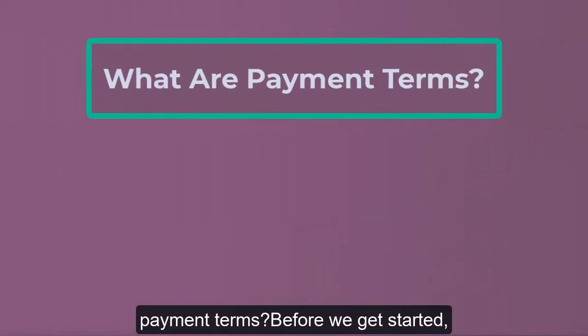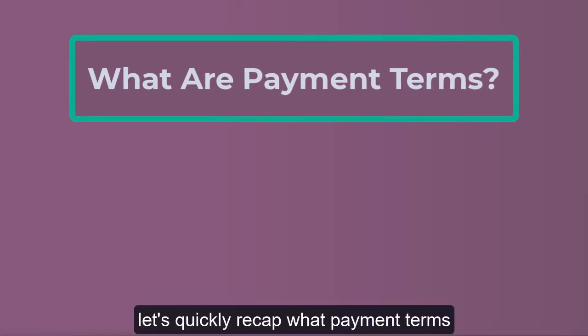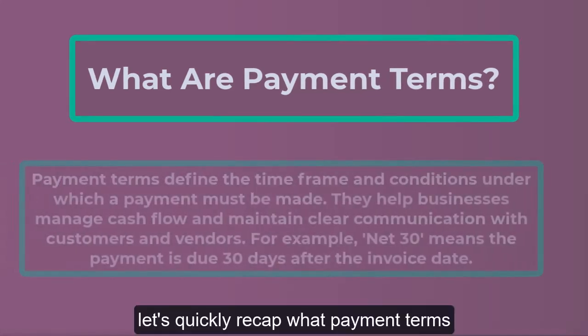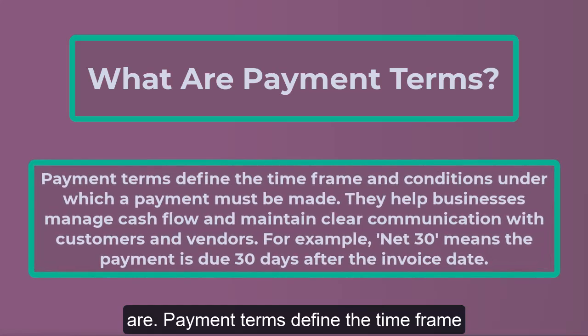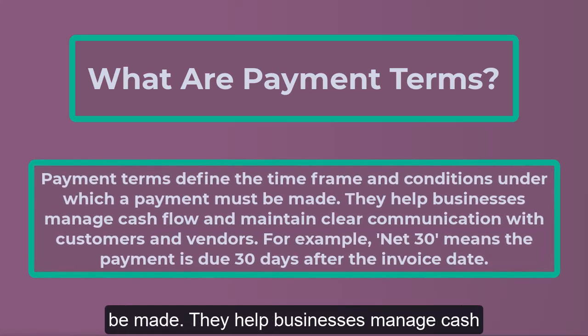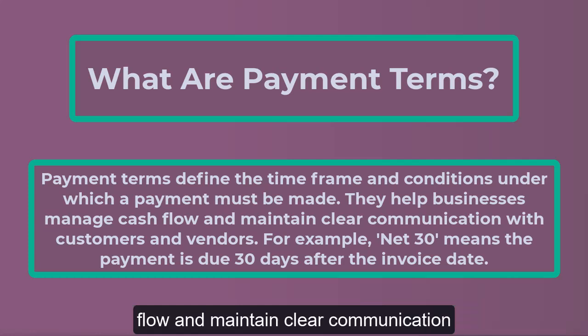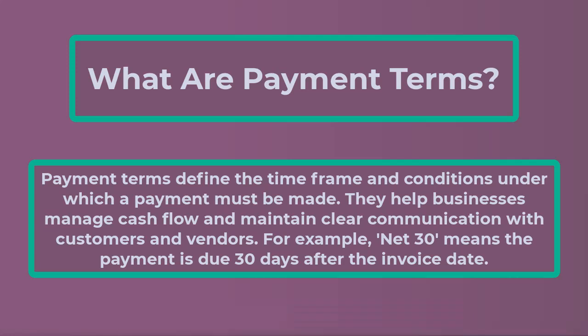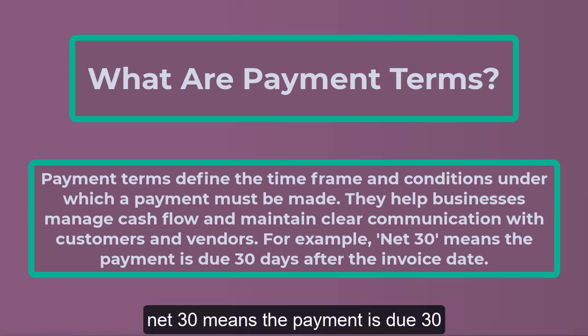What are payment terms? Before we get started, let's quickly recap what payment terms are. Payment terms define the time frame and conditions under which a payment must be made. They help businesses manage cash flow and maintain clear communication with customers and vendors. For example, Net 30 means the payment is due 30 days after the invoice date.